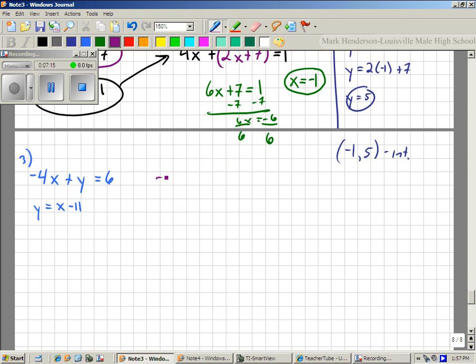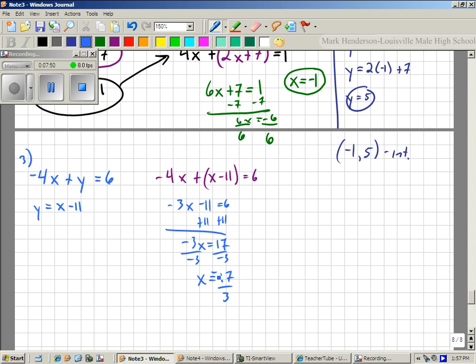So here what I'm going to do, I'm going to say negative 4x plus x minus 11 equals 6. So I'm going to have negative 4, negative 3, once I combine these two together, minus 11 equals 6. I'm going to add 11 to both sides. That gives me negative 3x equals 17. So x equals negative 17 over 3. Does everybody agree with that?